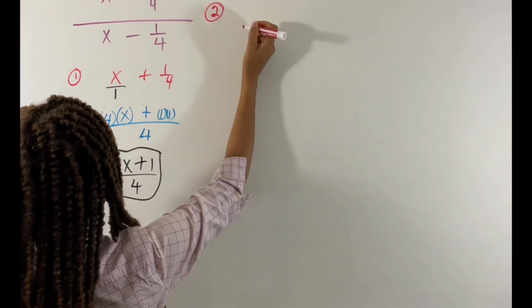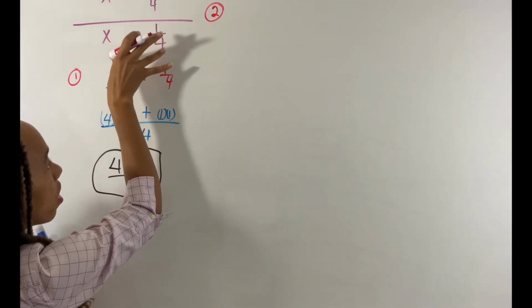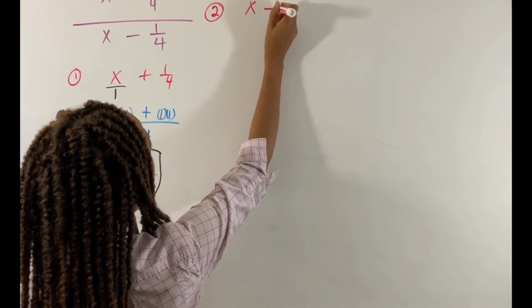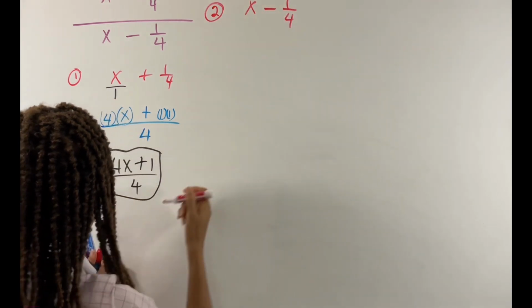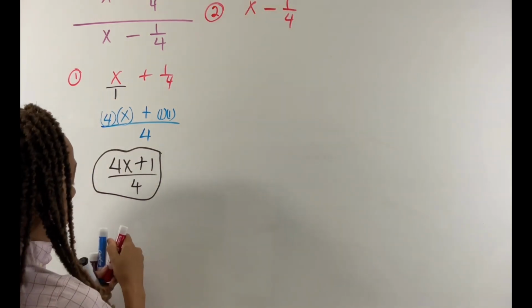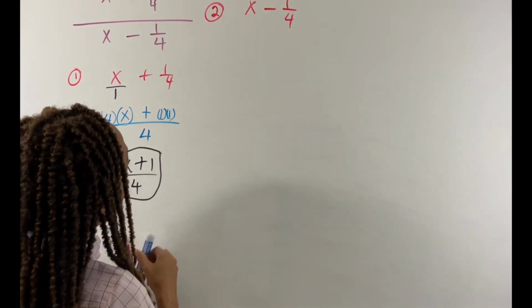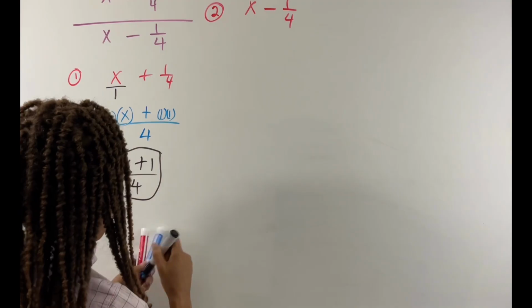Step number 2, we are going to use our denominator here. We have x minus a quarter. Now, we must write this as a fraction, all right? And I'm going to put it over 1.